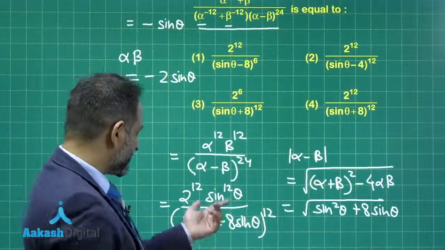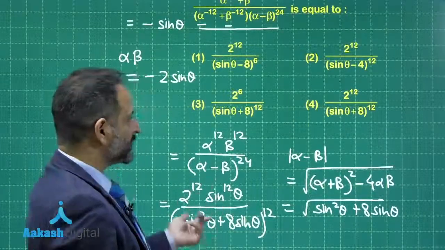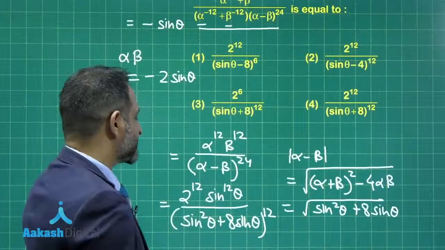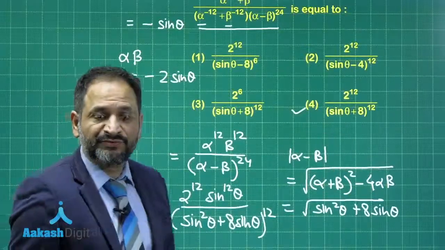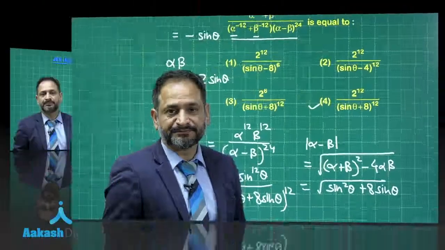Now if you take sine common from here, you can easily see the option which is correct is the 4th one. Let us move to the next problem.